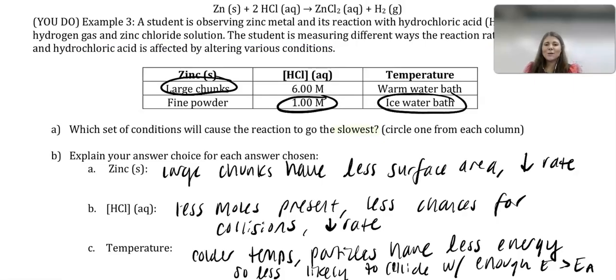Right, so in each of the columns, you should have chosen large chunks, 1 molar, and the ice water bath. Let's go over the justifications for those. Large chunks are going to have less surface area, so that's going to decrease the rate. Then the 1 molar, there's going to be fewer moles present, so fewer chances for collisions. And lastly, if we're in an ice water bath, colder temperatures, yes, our particles are going to be moving slower, but the biggest thing is you're going to have less energy, and it also will be less likely to collide with enough energy that's greater than the activation energy.